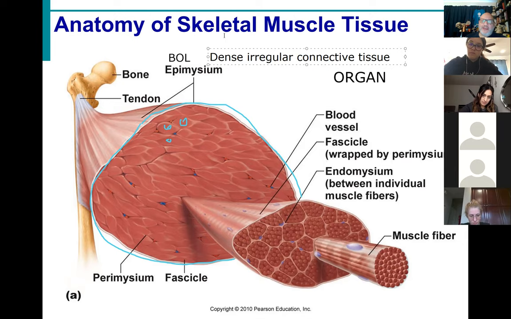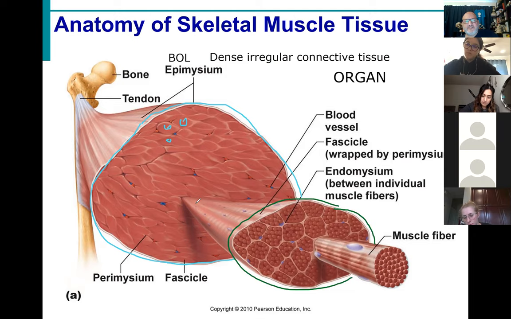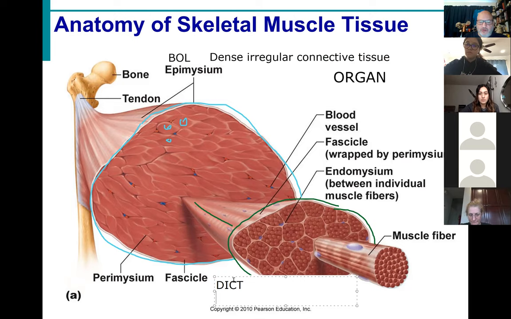However, the muscle is made up of bundles of muscle cells. Notice here, we have a bundle of muscle cells. This bundle of muscle cells is defined by a connective tissue. This connective tissue, once again, is a dense irregular connective tissue. And since I wrote it out once, I'll just abbreviate it here. And this one, defining this bundle based on its location, we call it a perimysium.